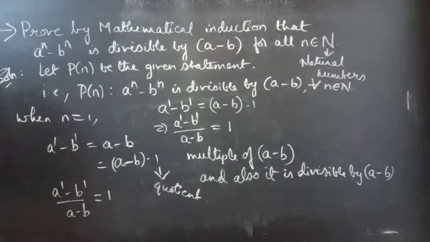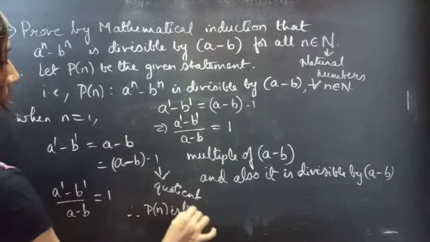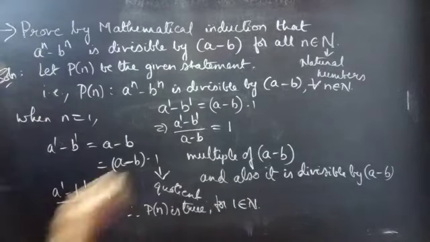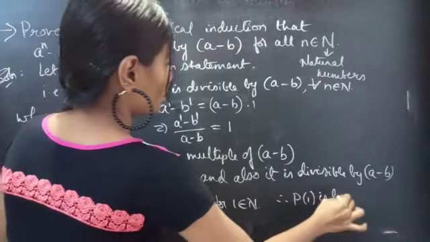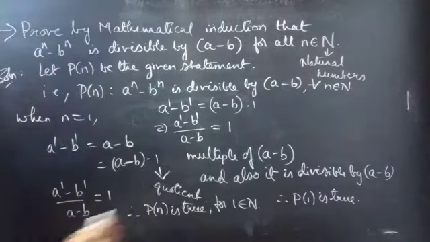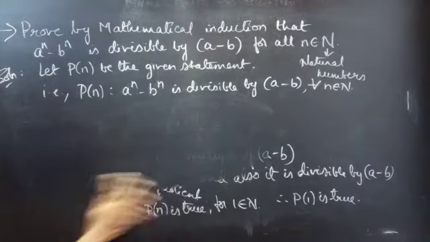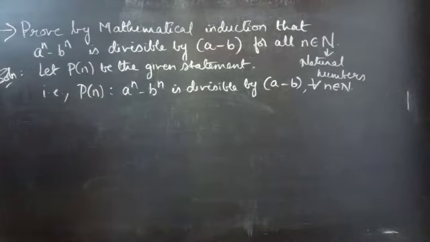So from this we can say that P(n) is true for 1 belongs to natural numbers. That is, therefore P(1) is true. So now we have shown it for n equals 1. So n equals 1 satisfies the statement. Now we'll check whether P(n) is true for n equals 2 or not.